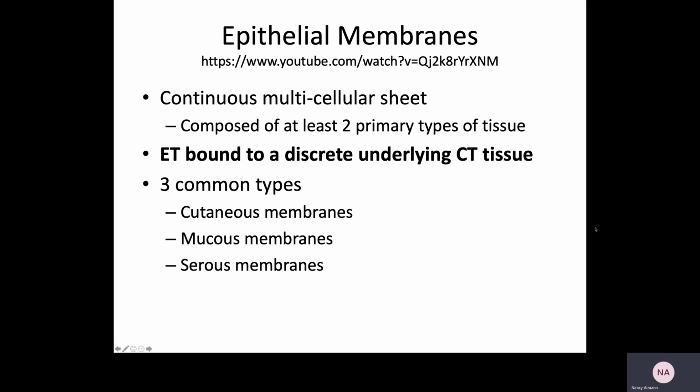Now, epithelial membranes. They are continuous multicellular sheets, and they are composed of at least two tissue types. They will be epithelial tissue that is bound to underlying connective tissue. There are three common types. They are going to be cutaneous membranes, mucous membranes, and serous membranes. Everywhere you go in the body, you will see these membranes, so you absolutely positively need to know about them.